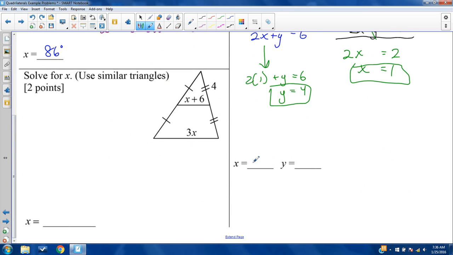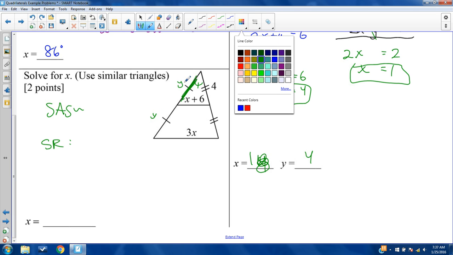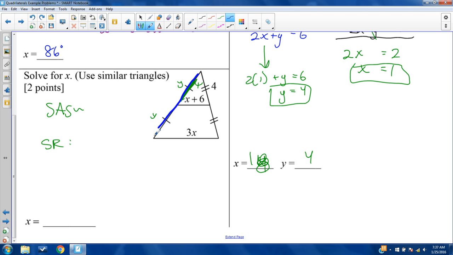Okay, solve for x: 1 and 4. Okay, solve for x, use similar triangles. Yes, these triangles are similar by the side angle side similarity property, meaning these have the same similarity ratio. What is the similarity ratio? How much is this growing by? If this was, I can't call it x, if this was y, the original side length of the original triangle is y, the next side length of the bigger triangle is 2y. So it's y over 2y. That's 1 over 2. So the similarity ratio from small to large is 1 to 2.